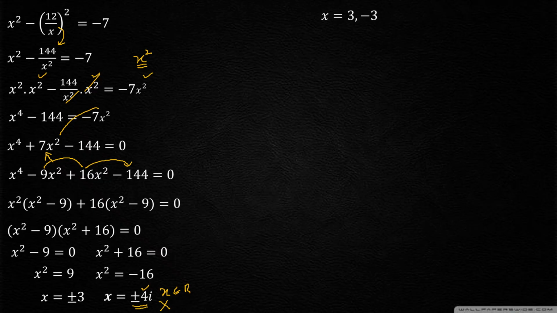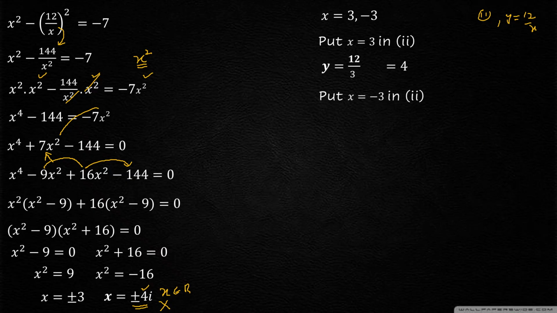Now we shall put these values of x in equation 2, which is y is equal to 12 over x. So after putting x is equal to 3 in equation 2, we get y is equal to 12 over 3. It gives y is equal to 4. Now we put x is equal to minus 3 in equation 2. We get y is equal to 12 over minus 3 and it gives y is equal to minus 4.